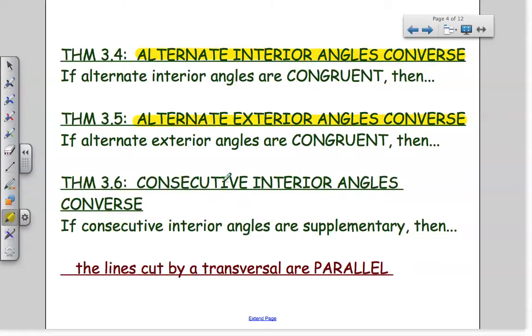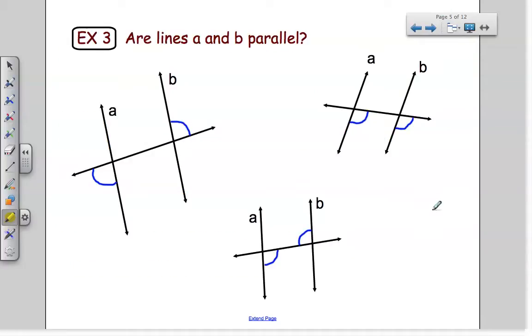If we know alternate exterior angles are congruent, then the lines are parallel. Alternate exterior angles converse, and consecutive interior angles converse. So we can use any of these today, knowing any of these angle pairs are congruent, or knowing these are supplementary. We can say that lines are parallel using these converses. Let's practice using those here. Decide, are lines A and B parallel?